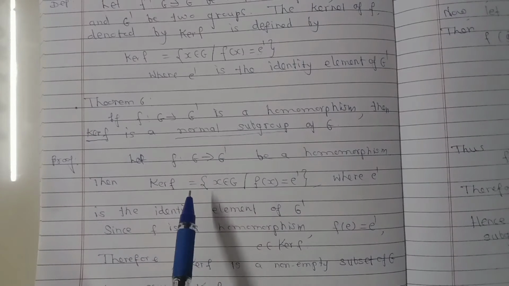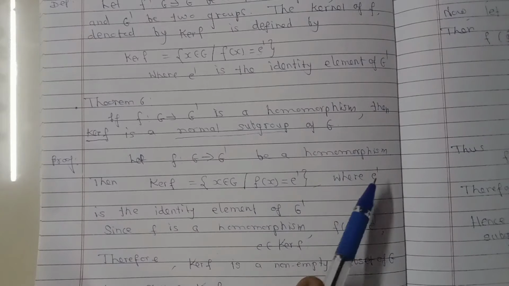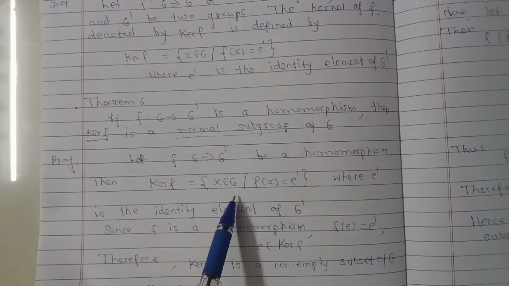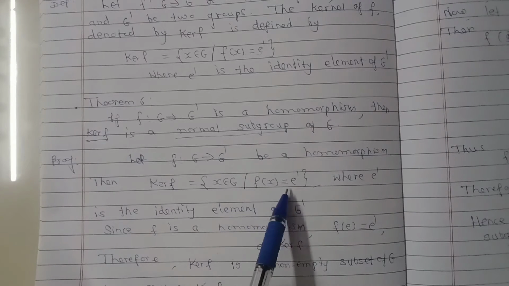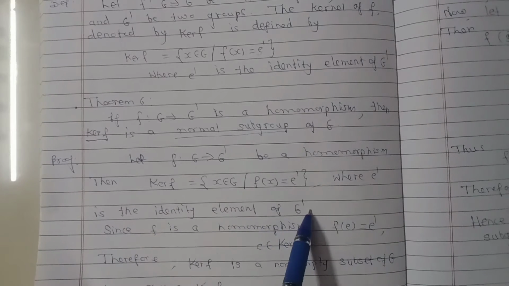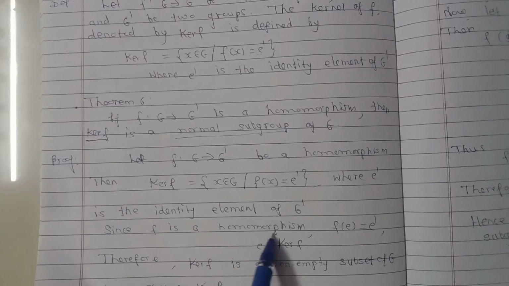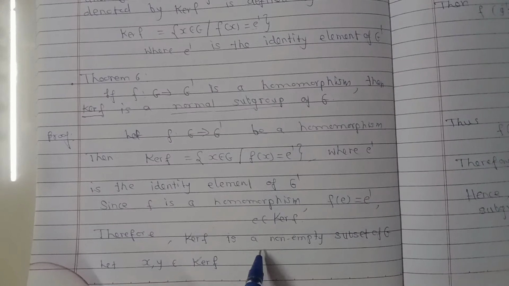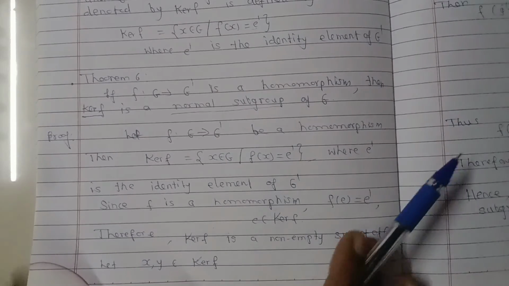Let f from G to G dash be a homomorphism. Then the kernel of f equals the set of all x belonging to G such that f(x) equals e dash, where e dash is the identity element of G dash. Since f is a homomorphism, f(e) equals e dash, so e belongs to the kernel of f. Therefore, the kernel of f is a non-empty subset of G. Let x, y belong to the kernel of f.